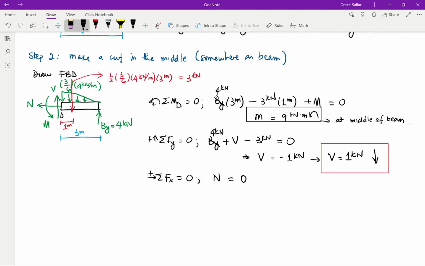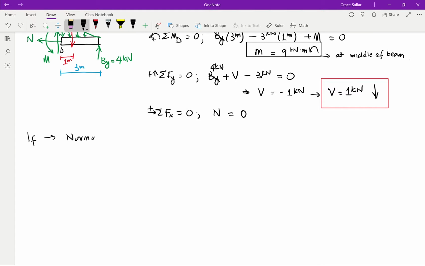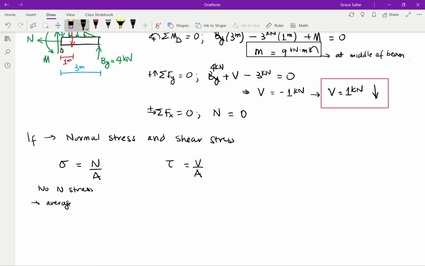So the next step is, let's say we're looking for normal stress and shear stress. So we'll say that our normal stress is N over A and our shear stress is V over A. In this case, because there's no normal force, it just means that our average normal stress is equal to 0, so sigma is equal to 0.